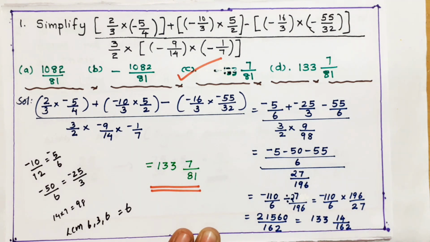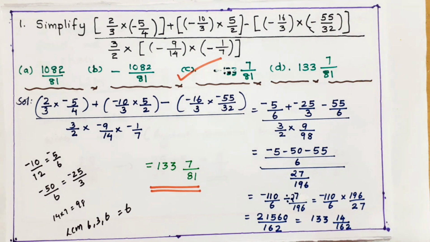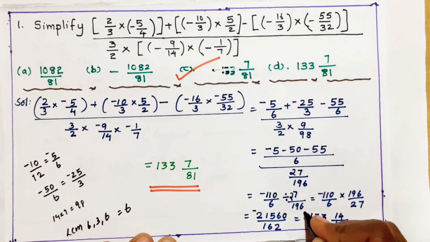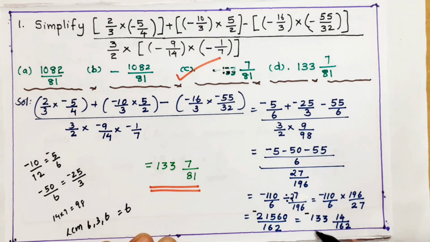After that, we are dividing this term, 21560 by 162. If you divide 21560 by 162, I will get an answer 133 into 14 by 162. But this answer is not there. Here minus is there, here also minus is there.